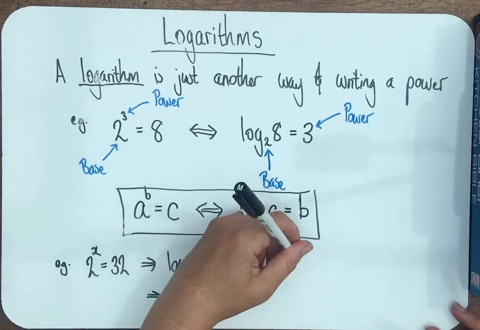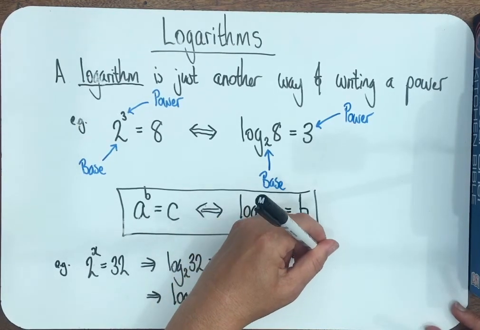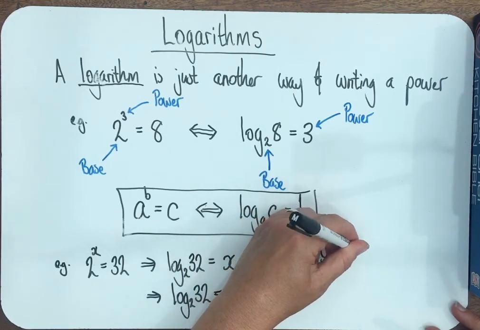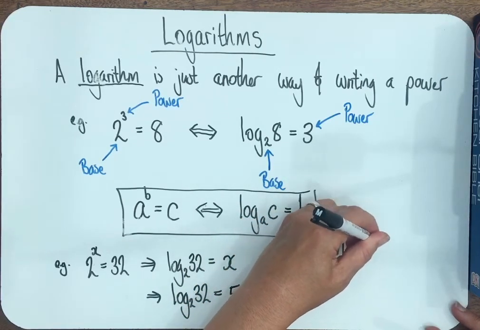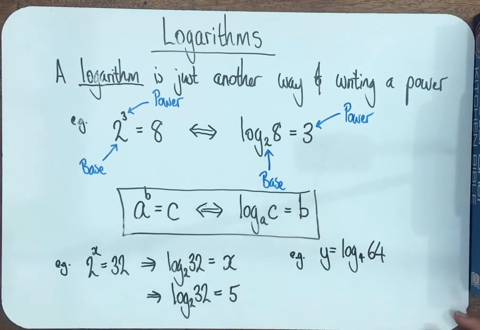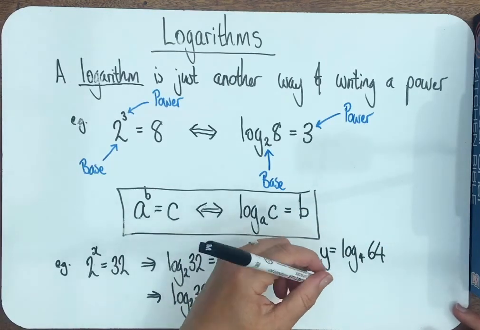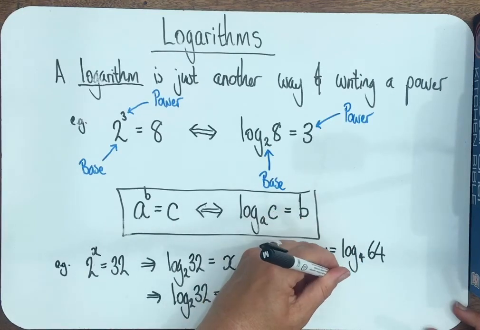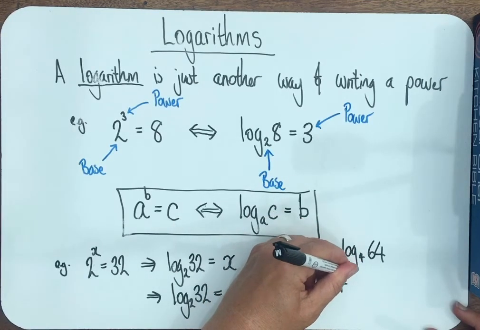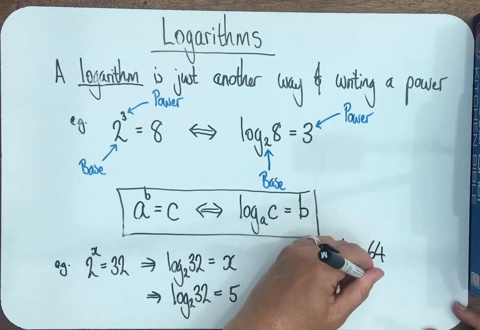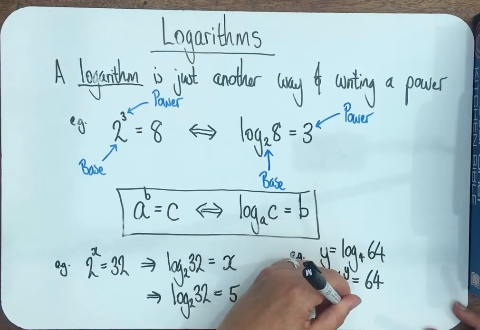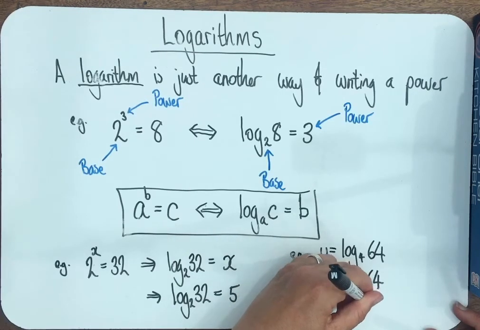If instead we had, I hope it's not going to fit on one board, y is equal to log to the base 4 of 64, then you can rewrite that as a power. So base 4 to the power y is equal to 64. 4 times 4 times 4 is 64. So y is equal to 3.